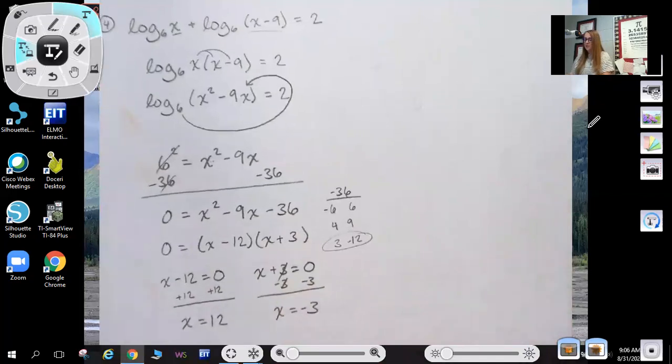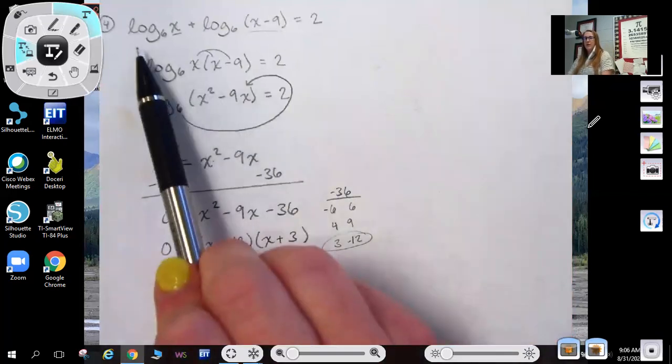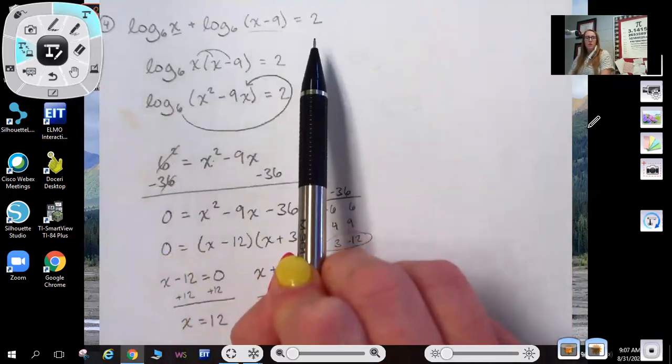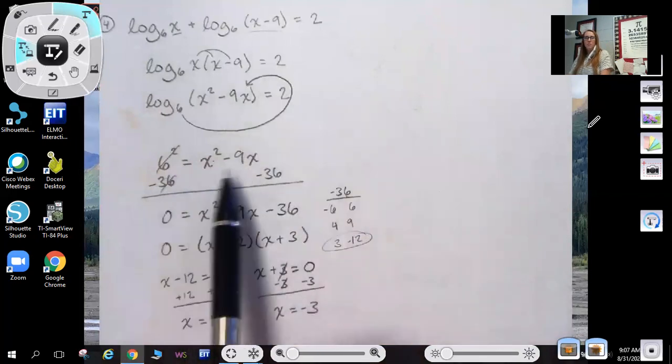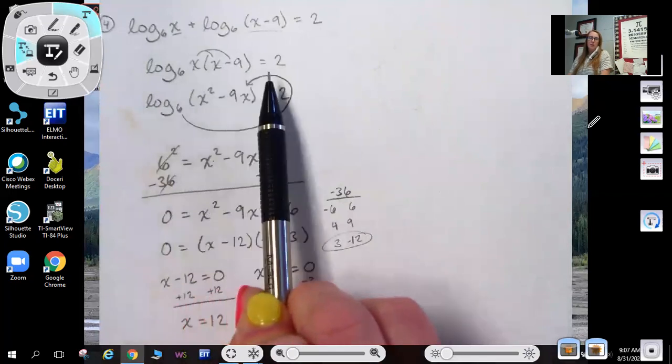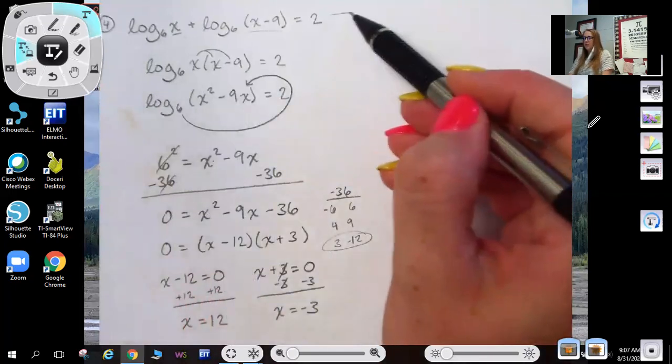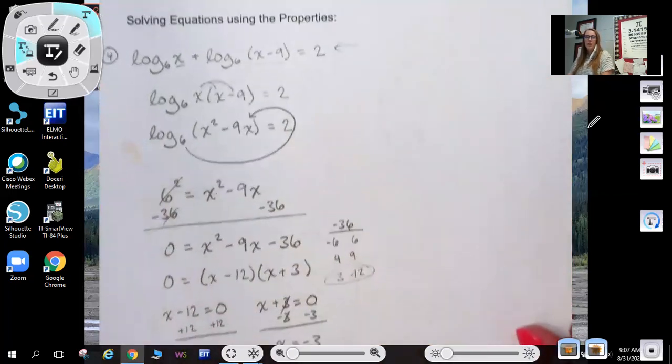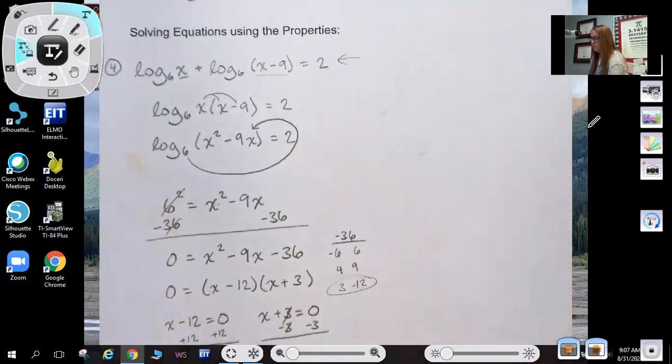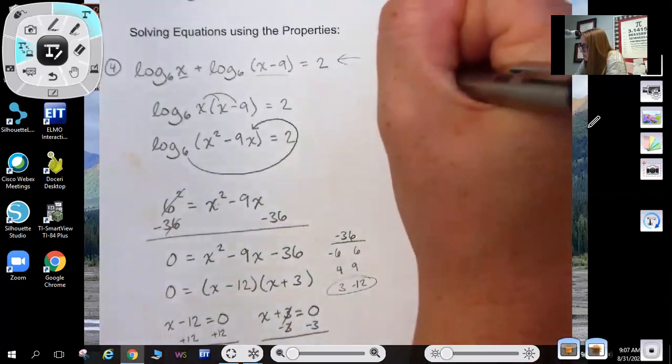Okay, so we have our answers, but we have to go back and check. When you go back and check, you have to go all the way back to the very first line of the problem. You can't skip to right here and plug in your x value. You can't even skip to the second line and plug in your x value. You need to plug in to the very first line of the problem. So let's check x equals 12.